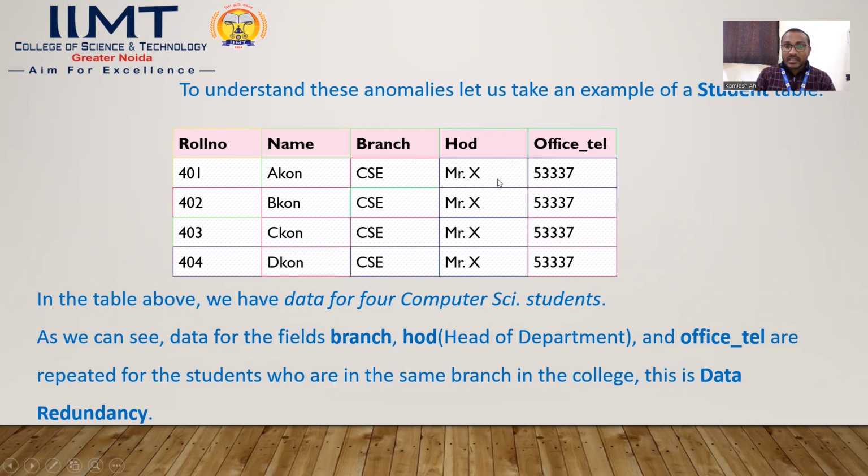If we want to change a particular piece of data, say the HOD name where the name is Mr. X, then all four details will also have to be changed. But we want to change only one detail. So how is it possible? We will use normalization, which separates the data and removes the anomalies from the data.